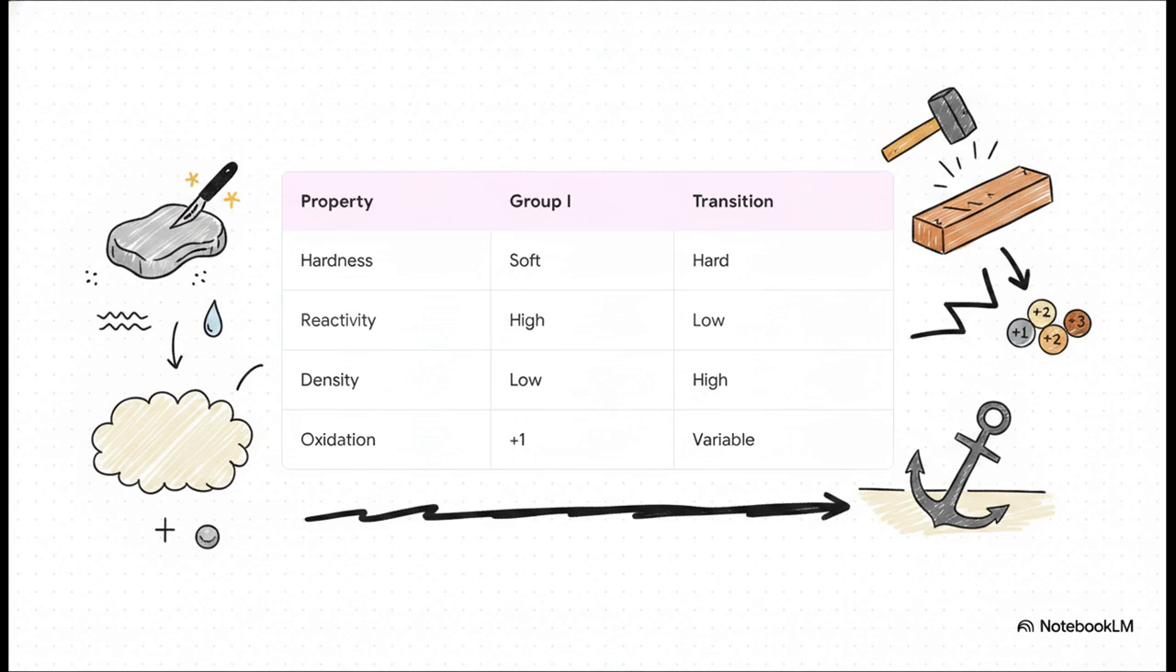Look at the stark differences presented here between a group 1 alkali metal, like sodium, and a transition element, like copper. Notice how sodium is soft, highly reactive, has a low density, and only has a single +1 oxidation state? Copper is the complete opposite. It's hard, less reactive, incredibly dense, and boasts variable oxidation states. Contrasting these properties is a massive, high-yield exam topic.